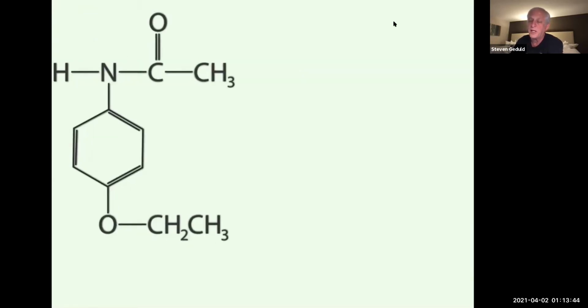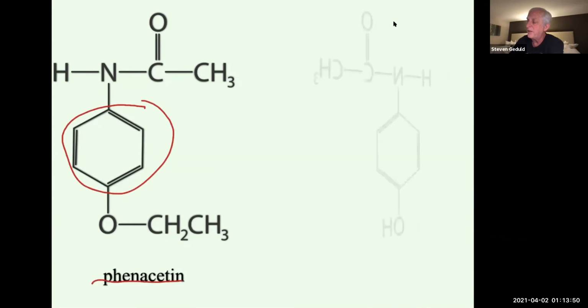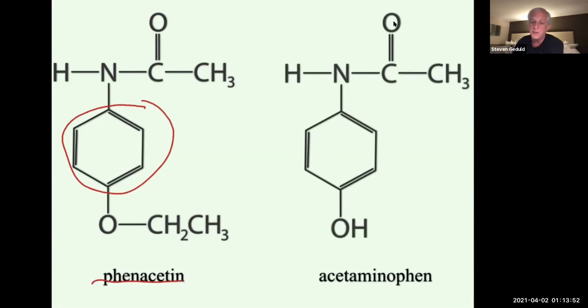And this is what the structures look like. Again, there's your aromatic structure, your benzene ring, and this is phenacetin, and then this is acetaminophen. And you see the similarities. You've got your carbonyl carbon. This is your amide group right here. And this is the R group.